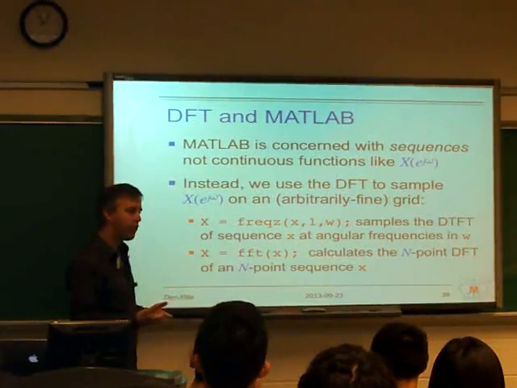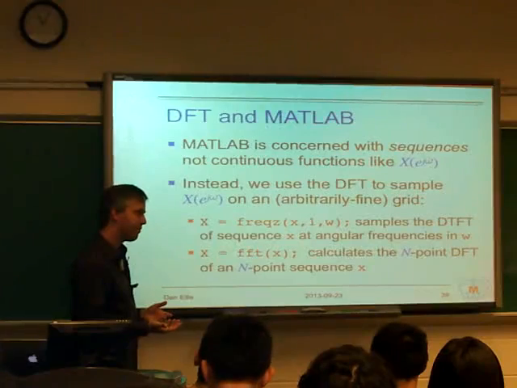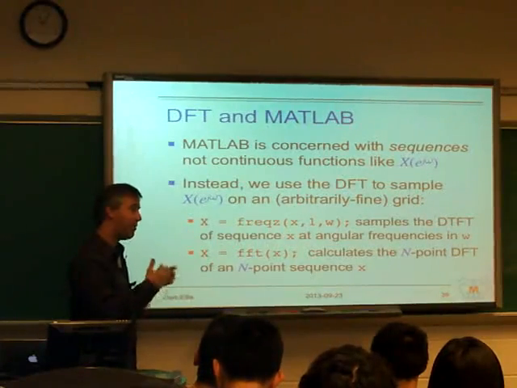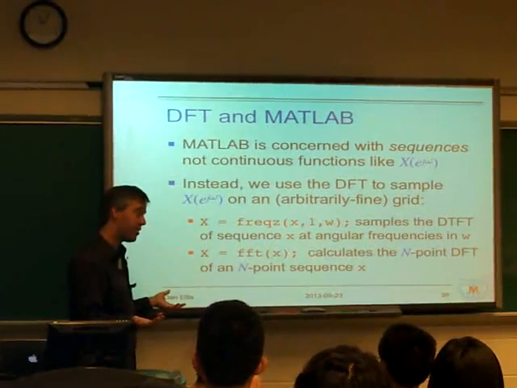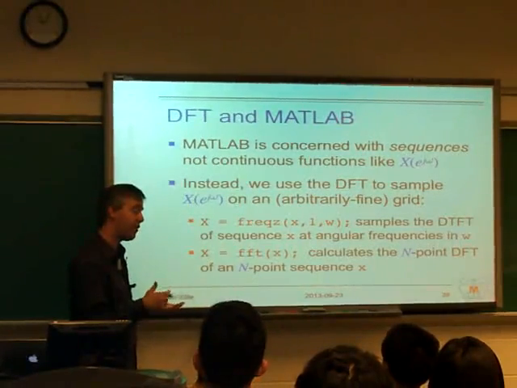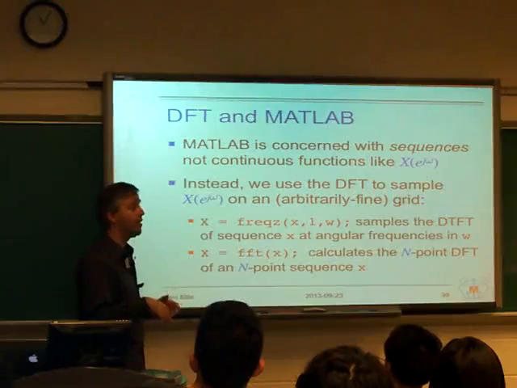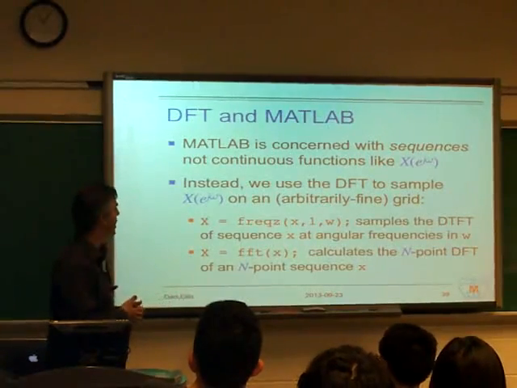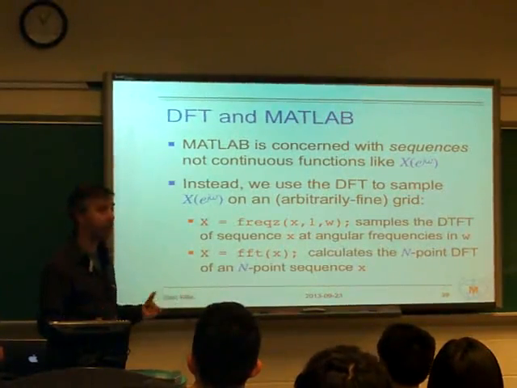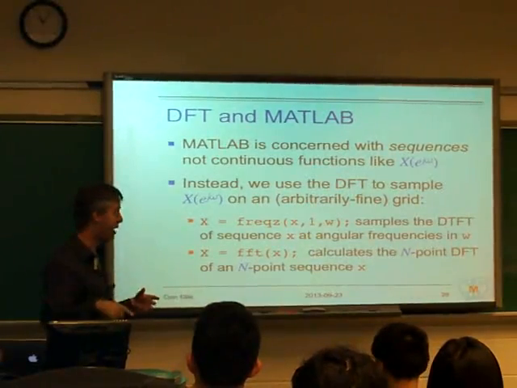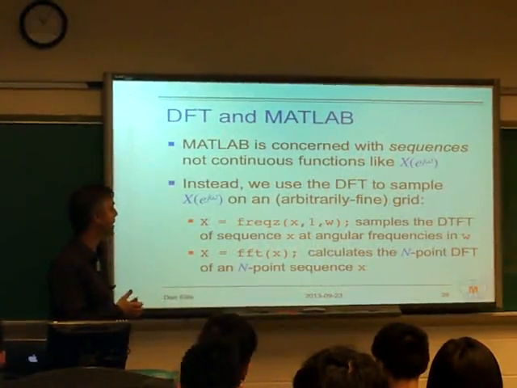What we can do, of course, is calculate the DTFT expression, the sum of x of n e to the minus j omega n, for any particular value of omega. And then if we calculate it for the values of omega that are 2 pi k on n, then we get the DFT coming out.